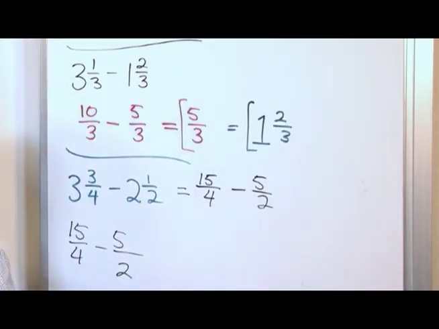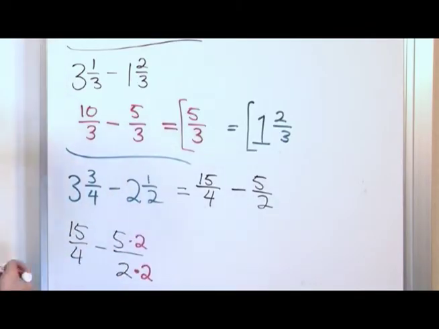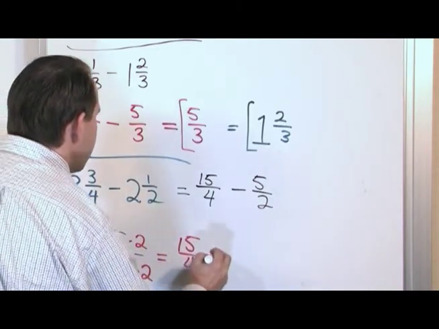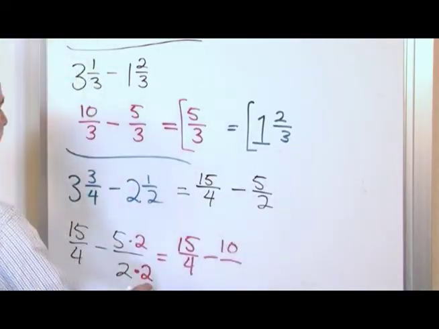How can we make the denominators the same? Well, here I have 4 and 2. If I just multiply this denominator by 2, and of course do the top to make it legal, I'll get 4 on the bottom, which is going to be the same as my other guy. So 15/4 minus 5 times 2 is 10 over 4.